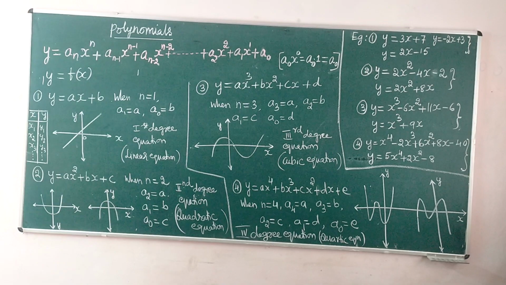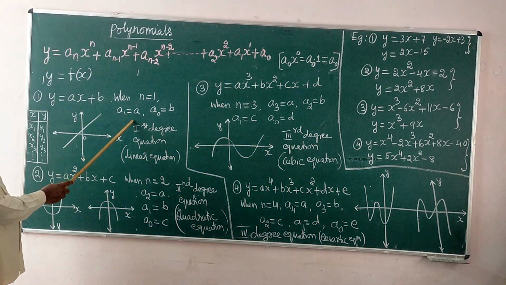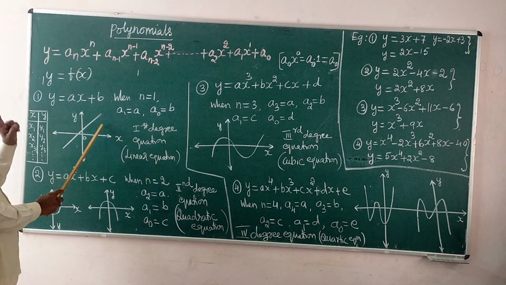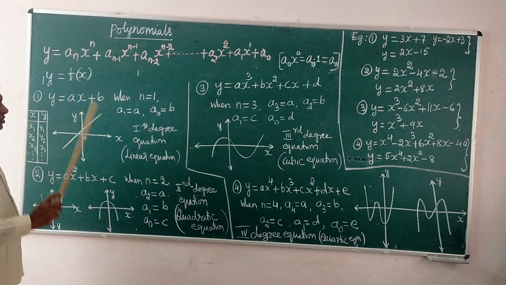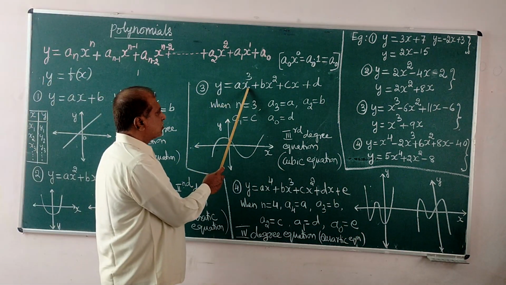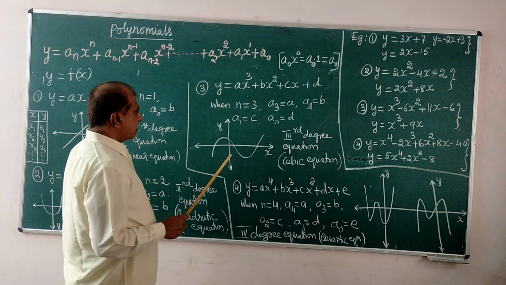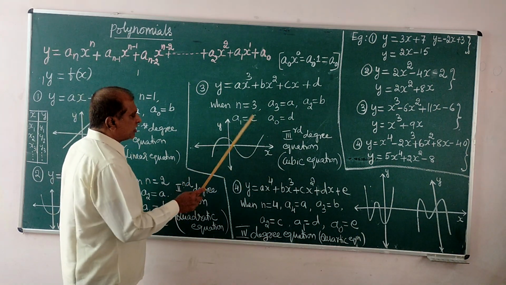Every quadratic equation has 2 roots. Every first degree equation, a linear equation, has 1 root. Linear equation has 1 root, quadratic equation has 2 roots. Similarly, we have the third degree equation. Look at that. From the graph, what do we understand? Look at the graph.